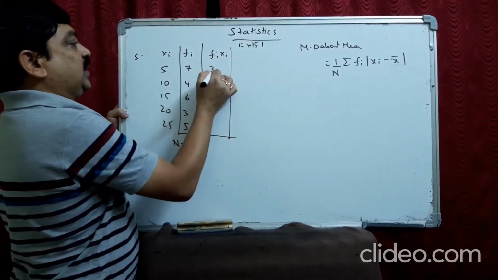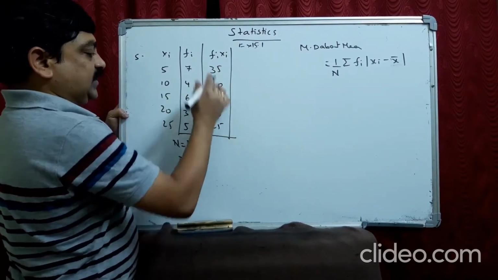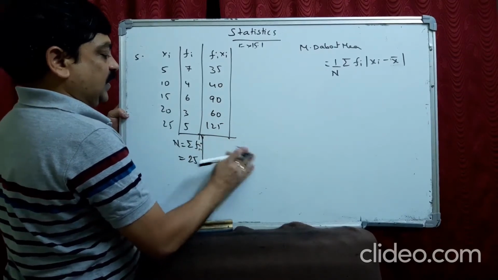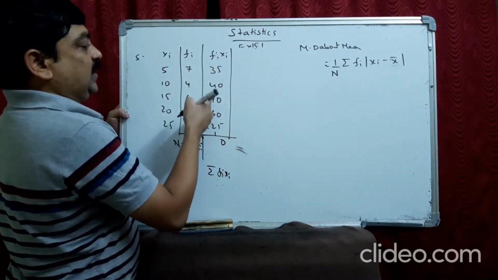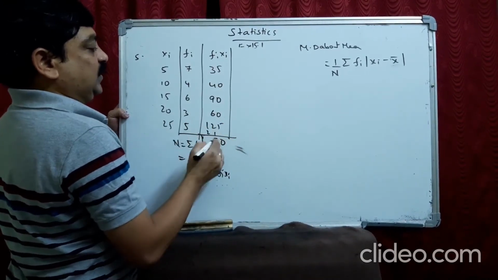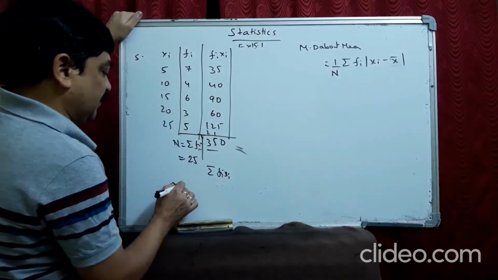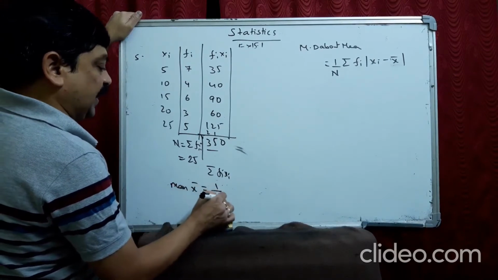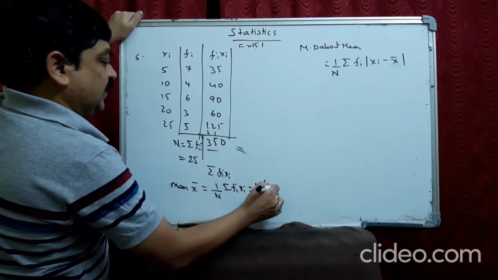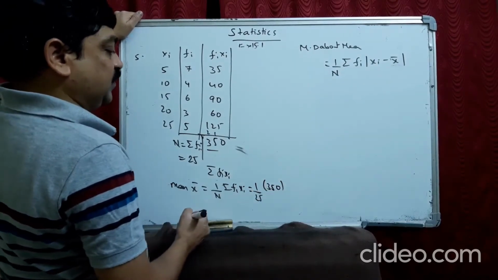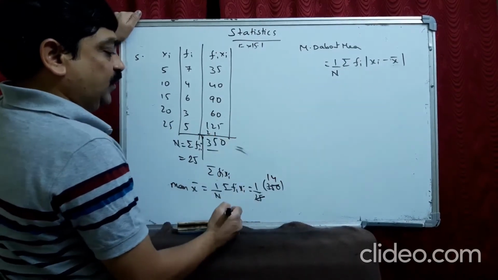Let us multiply these two. 35, 40, 90, 60, 125. Let's add this. It is nothing but sigma fi xi. So 5, 5, 10, 3, 9, 18, 22, 25, 3, 350. So mean x bar equals 1 by capital N sigma fi xi, 1 by 25 into 350. So it becomes 25 into 14.